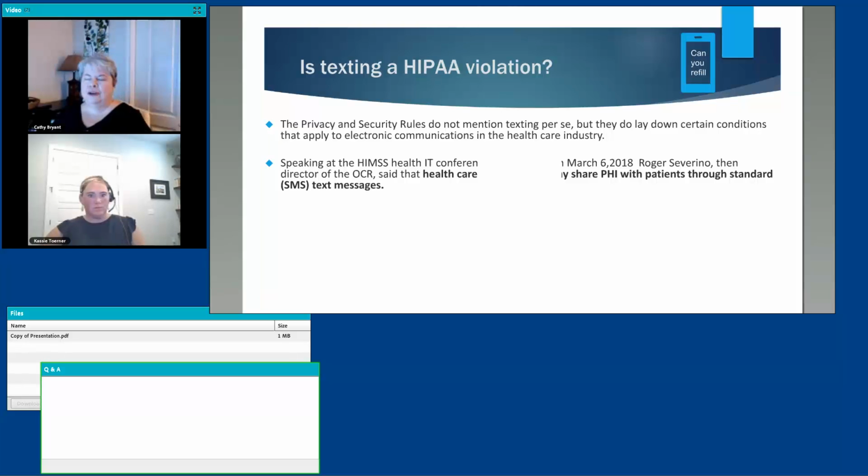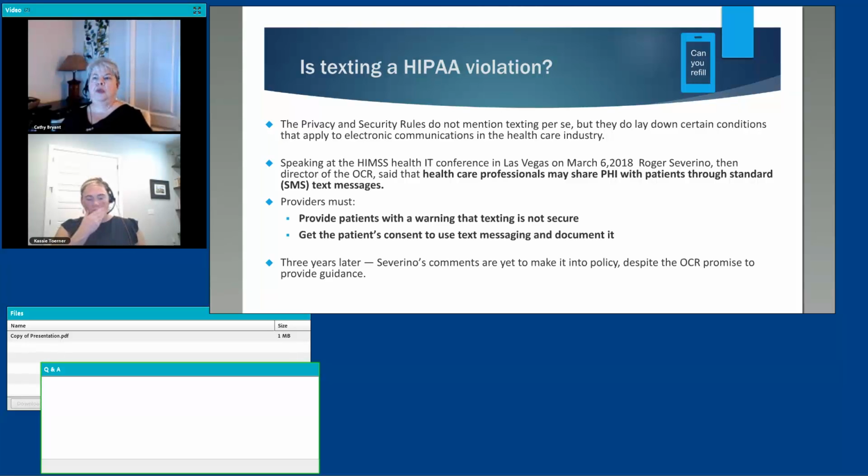Way back in 2018, Roger Severino, who was the director of the Office for Civil Rights, which enforces HIPAA, said at a conference that healthcare professionals may share protected health information with patients through standard SMS text messages. He went on to say that as a provider, you must give patients a warning that texting is not secure, get their consent to continue using text messaging, and make sure you've documented that consent.